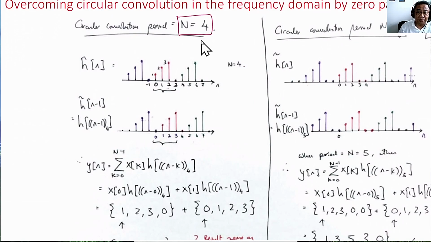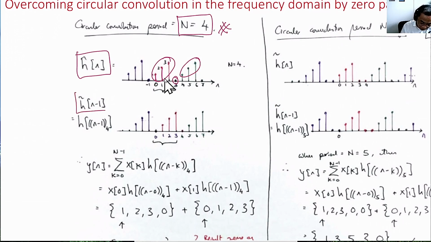And zero padding is the answer. So when we go from N equals 3 to N equals 4, what are we saying? We are now saying that we are padding an extra 0. Where are we padding the extra 0? Originally h[n] is 1, 2, 3, these 3 samples over here. And we are padding 1 extra 0 before we repeat the sequence. That's it. We're padding the 0 at the end of the sequence, and then we are repeating. So now that we are doing this, and we are using capital N equals 4, then this h[n-1] is h of (n minus 1) modulo 4.